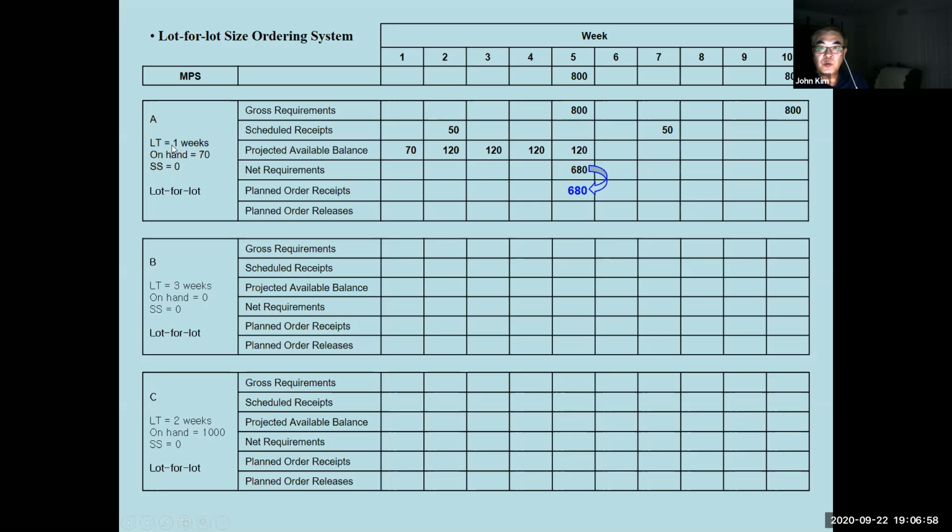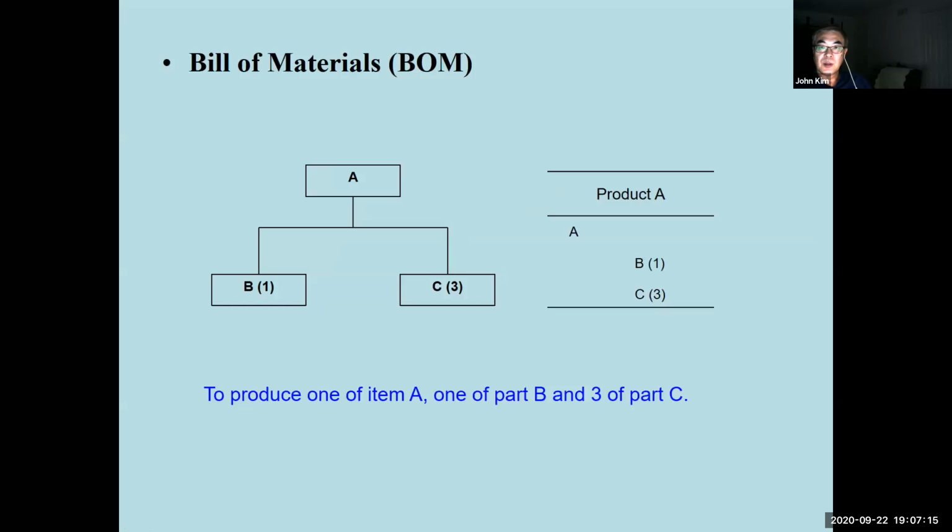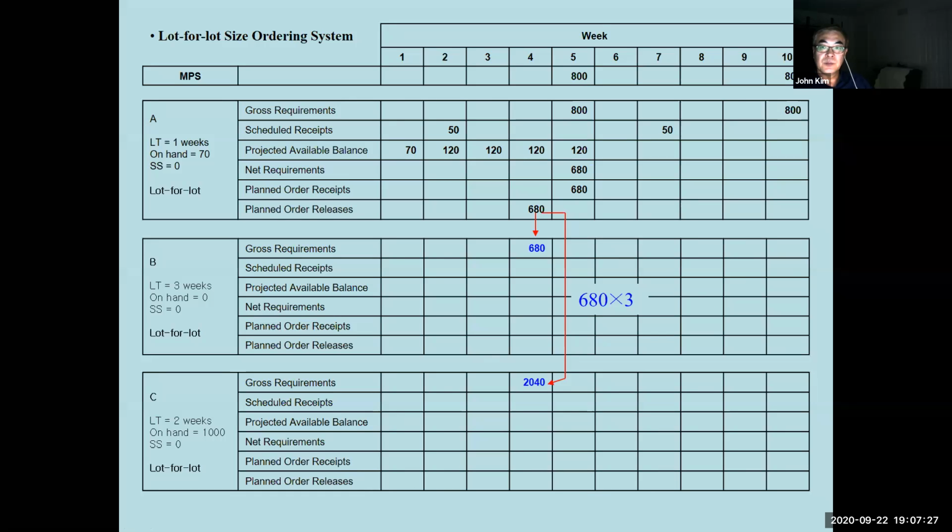And then lead time is 1 week. So we should place the order a week earlier. So planned order release is 1 week earlier. And then based on the bill of materials, to produce A, we need 1 B and 3 C at the time. So 1 B, the same number, requires part B and part C, 680 times 3.